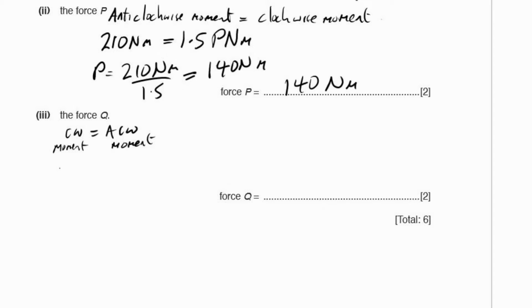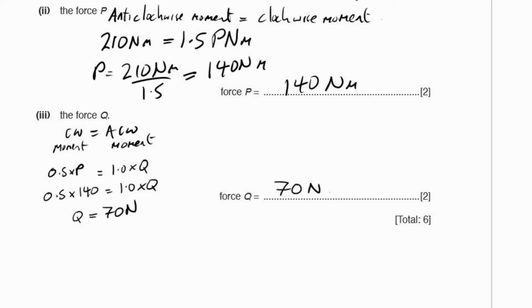As we looked at before, that was 0.5 times P on one side, and on the other side, looking for Q, it was 1 meter times Q. Now I've got a value for P. I've got 140 Newton meters. So 0.5 times 140 equals 1.0 times Q. I can rearrange that straight away and that'll give me a value for Q. The force is then 70 newtons. So the force from Q should be 70 newtons.